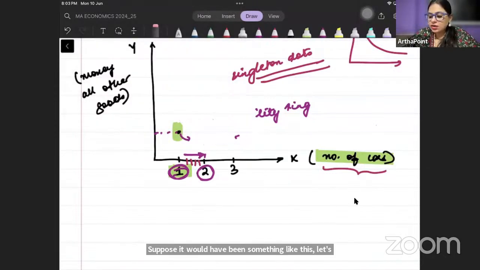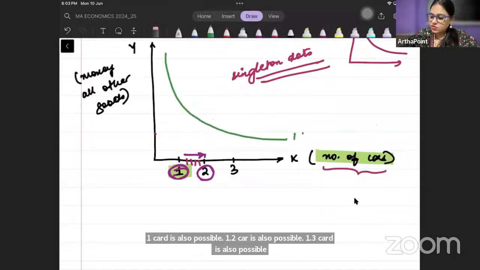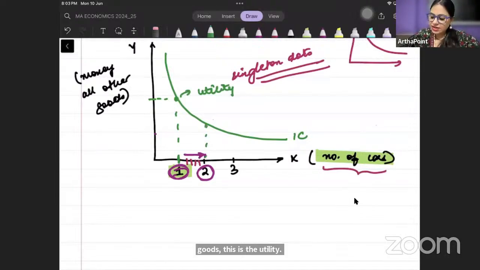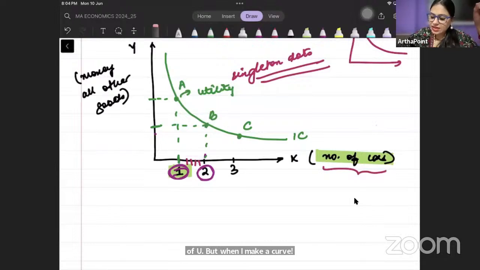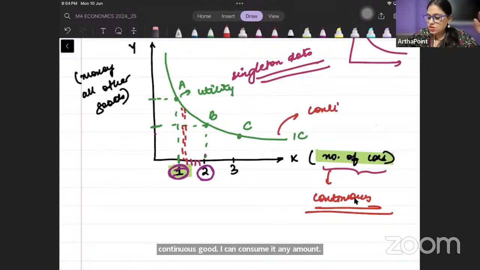Suppose you are given that you can consume cars in fractions also. 1.1 car is also possible, 1.2 car is also possible, 1.3 car is also possible. Then I would have got an indifference curve like this. When I have 1 car and this much money for other goods, this is the utility. And I get the same level of utility if I increase the number of cars but spend less on other goods. Point A, point B, point C give me the same level of utility. But when I make a curve, it ensures that I can consume 1.1 car also. I can consume 1.11 car also. It's a fraction, that is also possible. This good is a continuous good. I can consume it at any amount, right? So this gives me a continuous indifference curve.